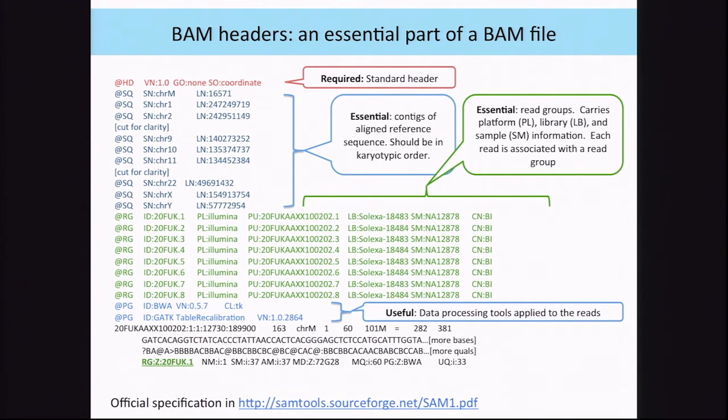The BAM format also has a header. This is very important because you're always aligning to a particular genome reference. So the beginning tells you about which reference was used, all the different contigs in that reference.